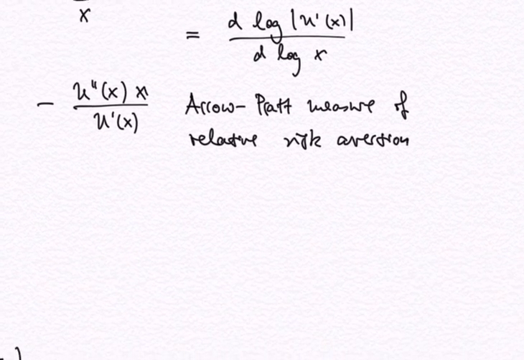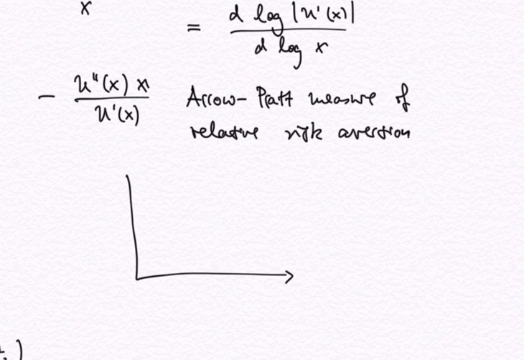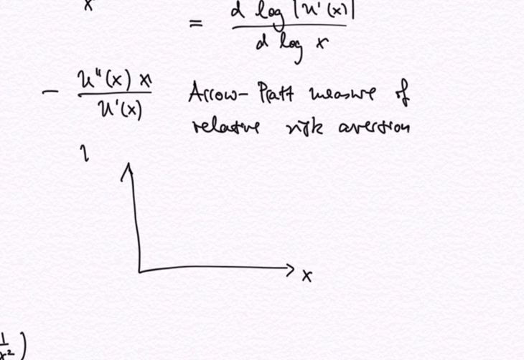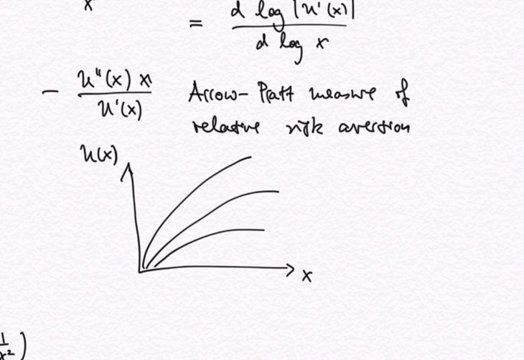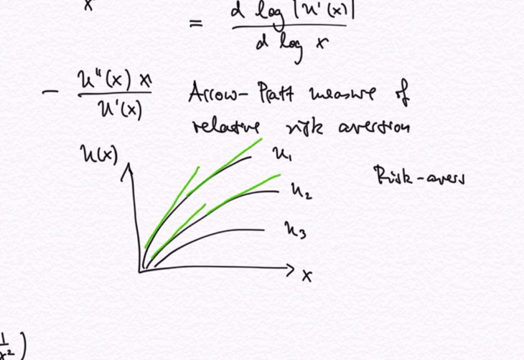What's the idea here? The basic idea is if we plot cartoonistically a utility function u of x, and so let's look at a few different possible utility functions u1, u2, u3. These are risk averse utility functions because they have a negative curvature, so as x increases, the derivative u prime decreases. So in other words, if we increase our consumption level, our marginal increase in utility is actually decreasing. So these are risk averse utility functions.